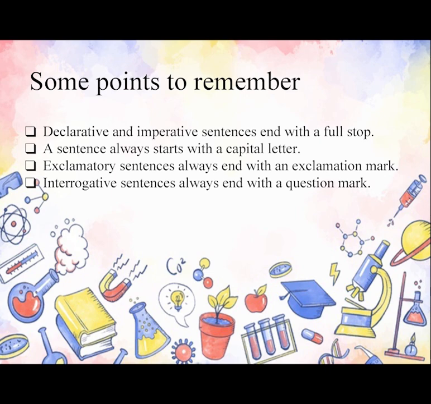Some points to remember. Number 1. Declarative and imperative sentences end with a full stop. Number 2. A sentence always starts with a capital letter. Number 3. Exclamatory sentences always end with an exclamation mark. Number 4. Interrogative sentences always end with a question mark. We need to remember such points so that we always write the correct sentence in the correct way. Without these points, we will not be able to write these sentences in the correct grammatical way. So remember these points when you write sentences the next time.